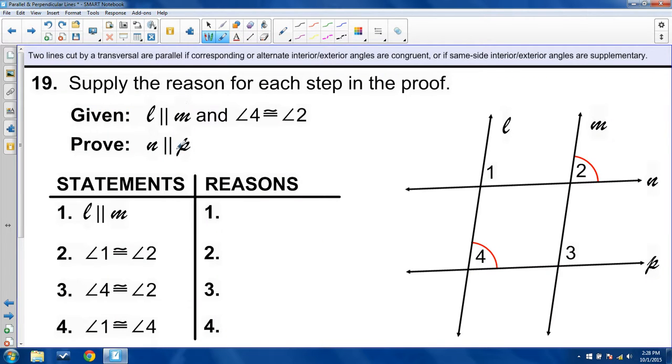Okay, here's a two-column proof. Most of the stuff is kind of given for you in the sense that they give you the statements. We have to figure out the reasons for them. L is parallel to M, that's given.